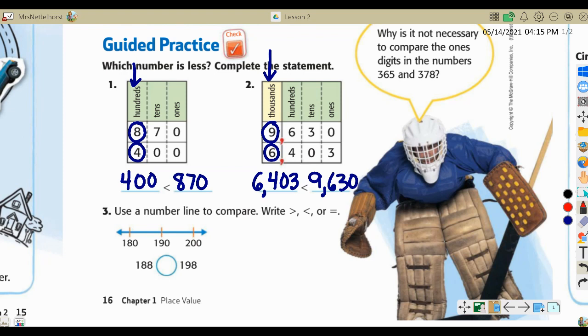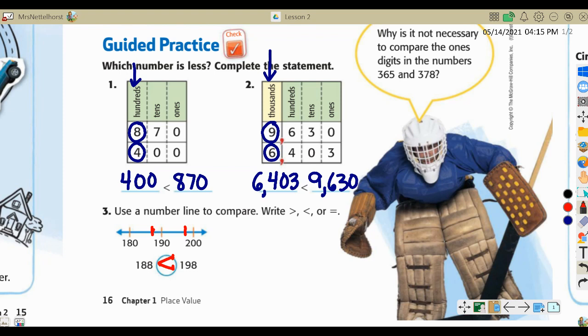Okay, so 188 is between 180 and 190. It's close to 190, so I'll put a tick mark there. So that's 188. 198 is bigger than 190, yet smaller than 200. It's actually close to 200, so I'm going to put it over there close to 200. If you did not mark those tick marks, or if you put them in the incorrect place, please fix that. So 188 is to the left, so that means it is smaller than the number to the right, which is bigger. So you connect the dots. So 188 is less than 198.